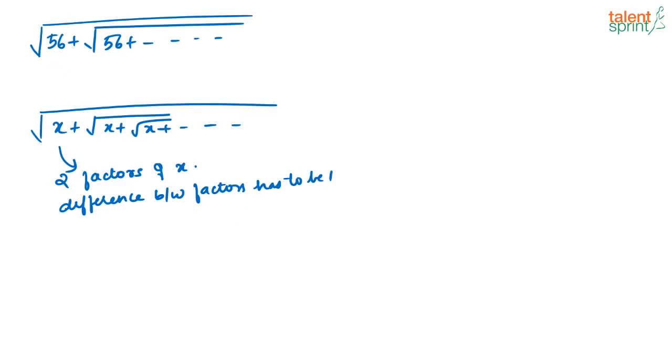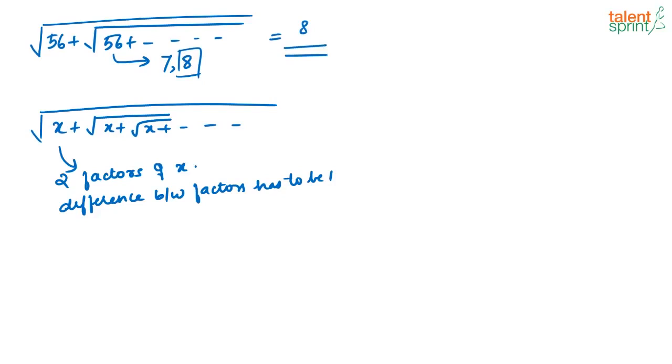Like for example, let us look at this question. This 56 has a lot of factors, but it also has two factors, 7 and 8. If you look at 7 and 8, the difference between the two factors is 1, correct? 8 minus 7 is 1. So my answer for this is going to be 8. The bigger factor is going to be my answer.